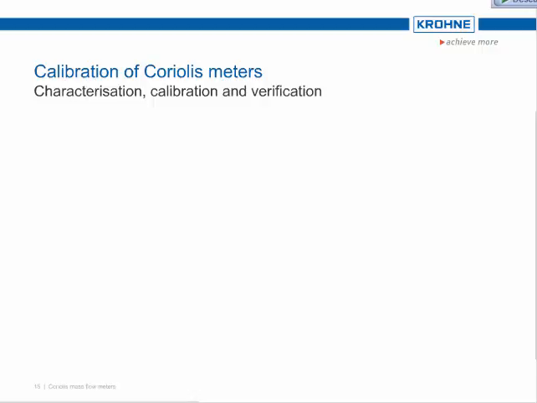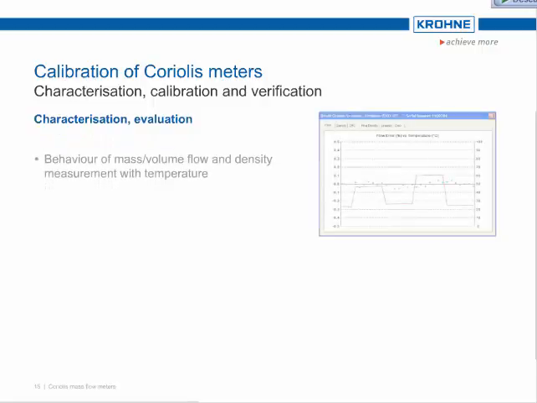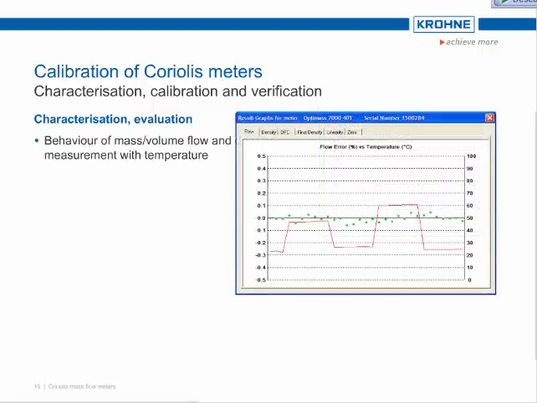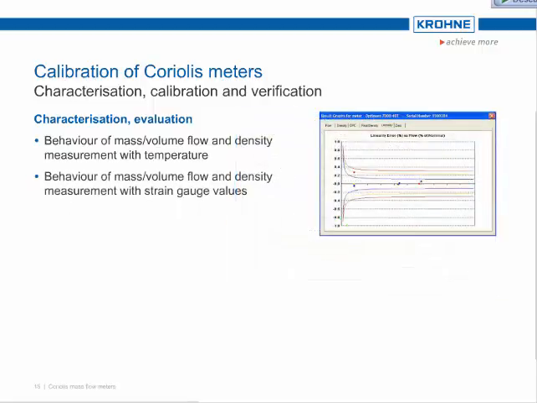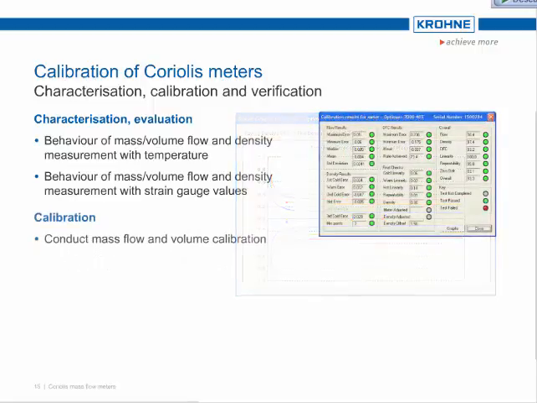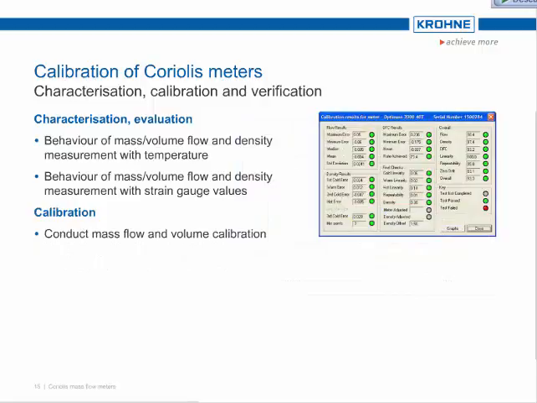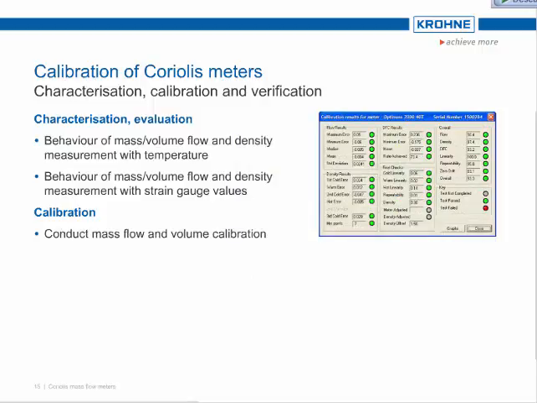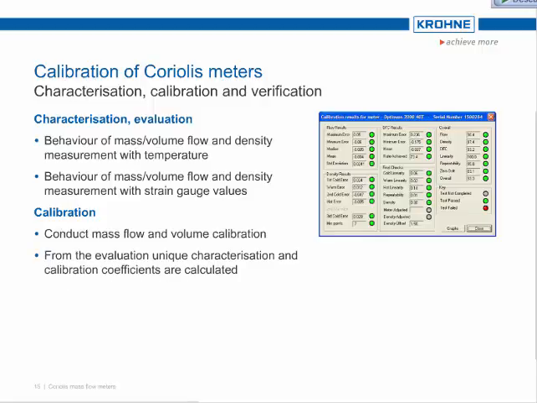The calibration of a Coriolis mass flow meter is complex and involves characterization, to evaluate the behavior of mass or volume flow and density measurement with temperature, and similarly to evaluate the behavior of mass or volume flow and density measurement with strain gauge values. Only once the characterization is complete do we conduct the calibration for mass and volume flow rate using highly accurate weigh scales. From the evaluation, unique characterization and calibration coefficients are calculated for each individual meter.